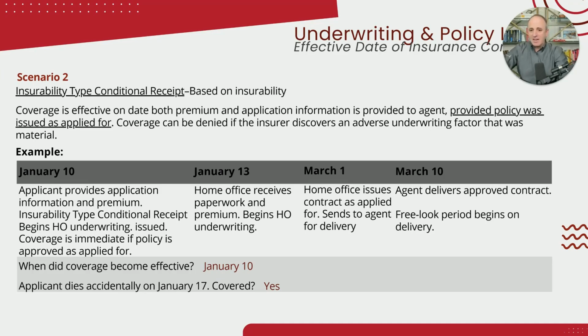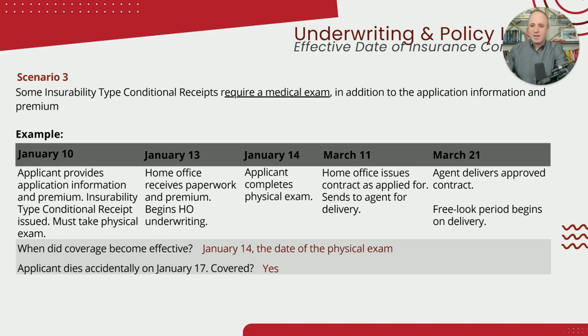Applicant provides the information and the premium, the insurability type, conditional receipt. The home office begins underwriting. Policy is issued. Coverage is immediate if the policy is approved as applied for. January 13th, home office receives the paperwork. Home office approves it. And the client accidentally died on January 17th. Was that covered? The answer is yes, because the policy was issued as it was applied for. So there's no issue there. The conditional coverage kicked in at that point.